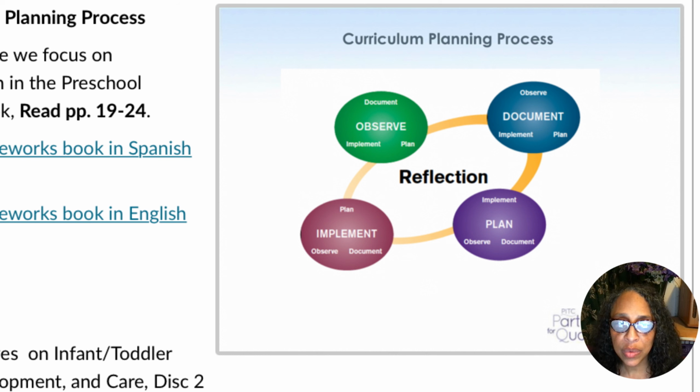And then we're going to go look at all the research and think about what would be the next thing to plan for that child, and that's the planning part. And then this class doesn't do it, but then the next step is implementation. So after you make a plan, you implement it. And then you do the same thing. You observe what you implemented, and you document it, and then you make a new plan. And so that's the curriculum planning process.